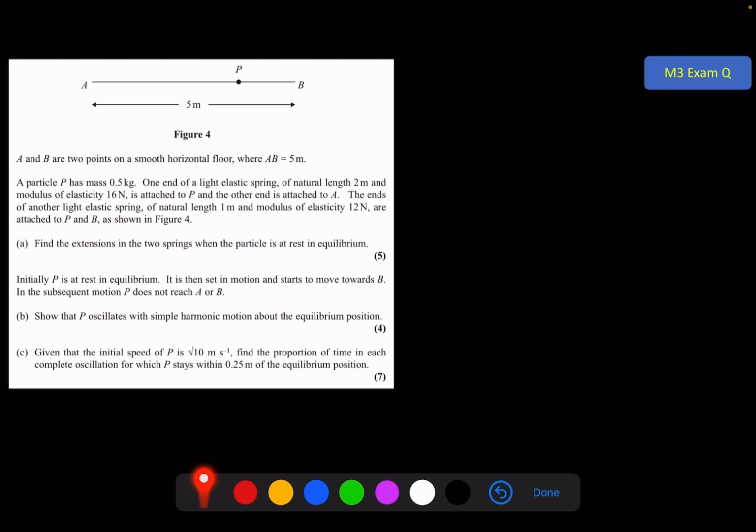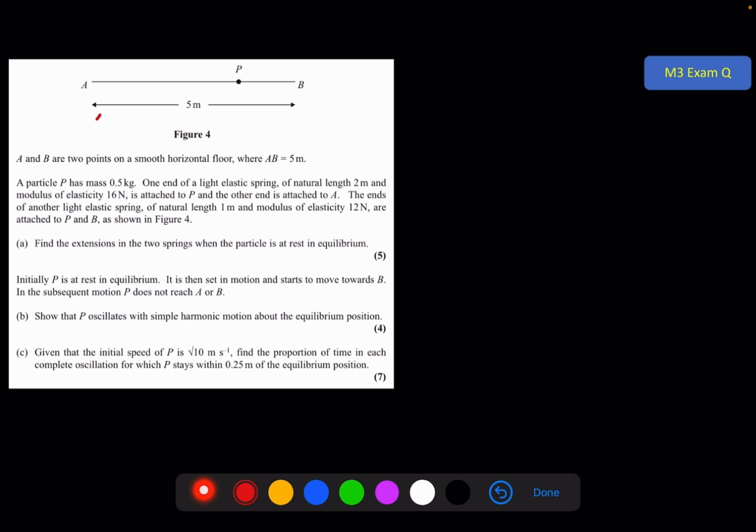A and B are 2 points on a smooth horizontal floor where AB is 5. A particle P has mass 0.5 kilograms. One end of a light elastic spring of natural length 2 meters and lambda 16 is attached to P and the other end is attached at A. The ends of another light elastic spring of natural length 1 and modulus of elasticity 12 are attached to P and B, as shown in the diagram.